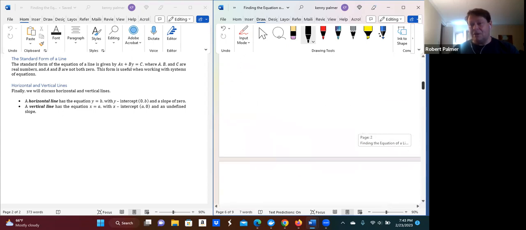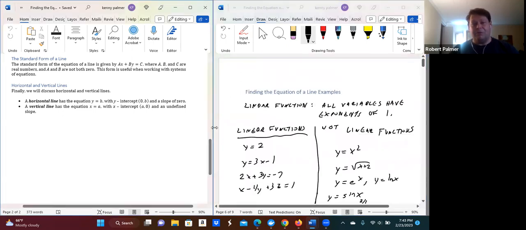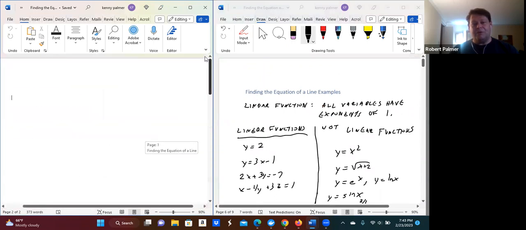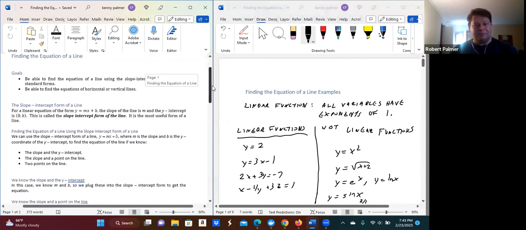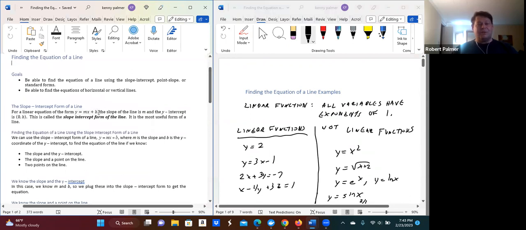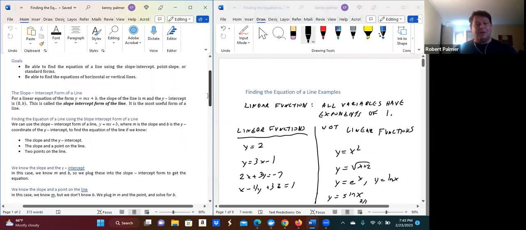So let's briefly review just a moment, and see what we looked at. We wanted to find the equation of a line in slope-intercept form, y equals mx plus b. This is the most useful form of a line. We looked at 3 cases. The easiest one is the slope and the y-intercept, you just plug those in. With the slope and a point on the line, you plug in the slope and then the point on the line to find b. With 2 points on the line, you have to find both m and b. You find m first, and then use either point to find b.